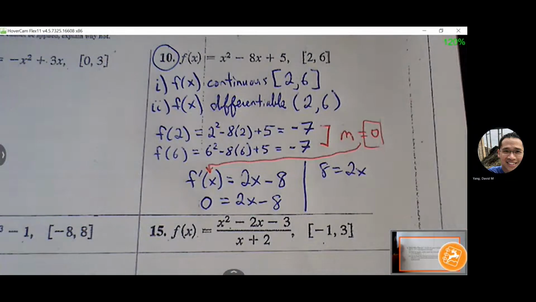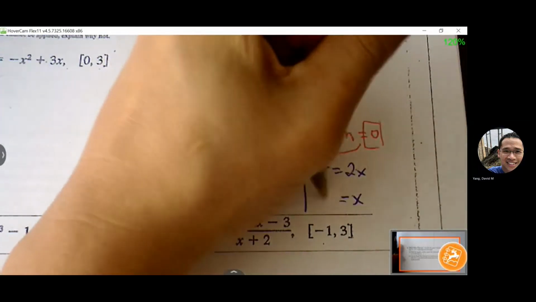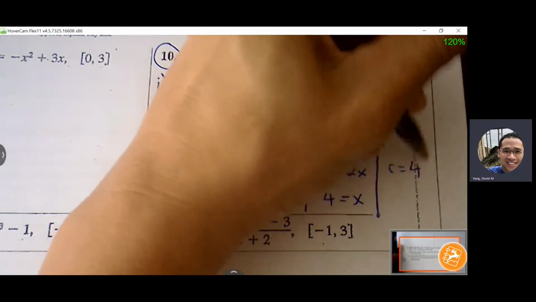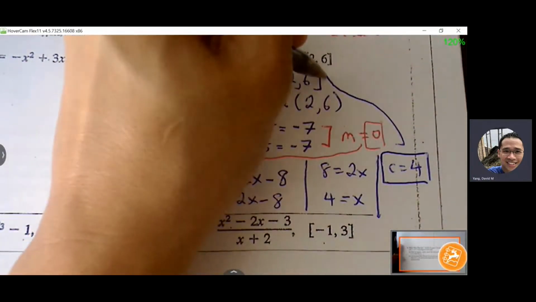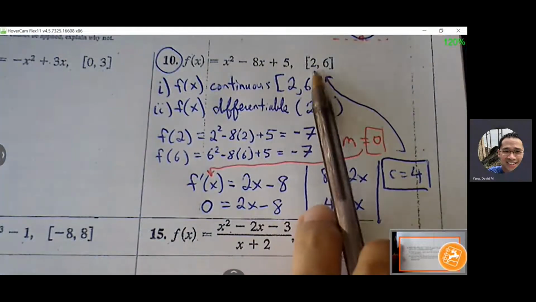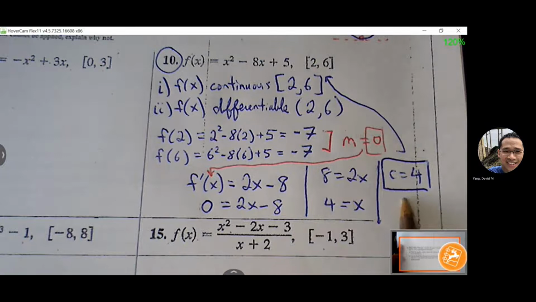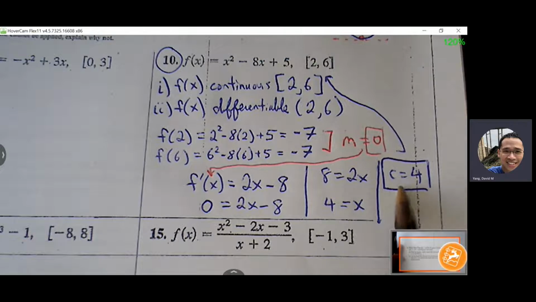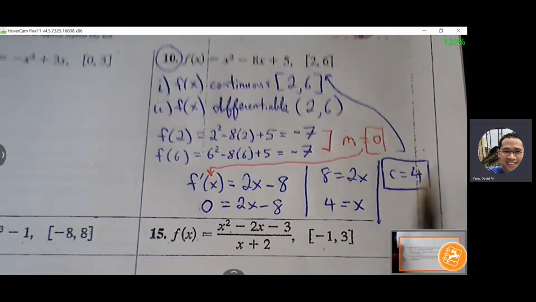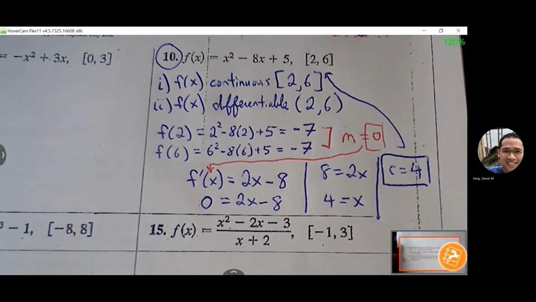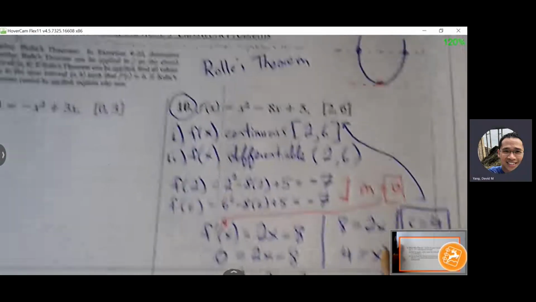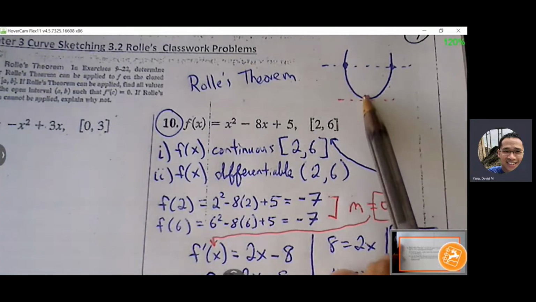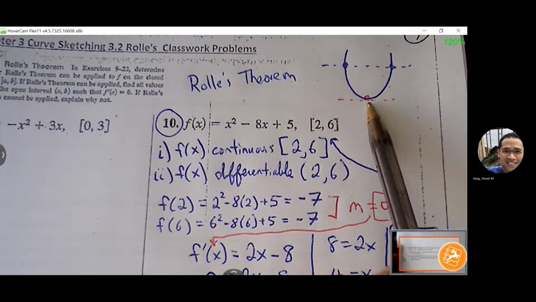X equals what? 4. That's our C value. Our C value is 4. And if we double check, our C value should always live between the endpoints, and it does. If it doesn't, something went wrong. If we came this far, we should be guaranteed a location, right? We shouldn't be left with no solution here. We should always be left with something that we can provide as an answer. So that means on this graph, when x equals 4, the graph is going to experience a slope of 0.